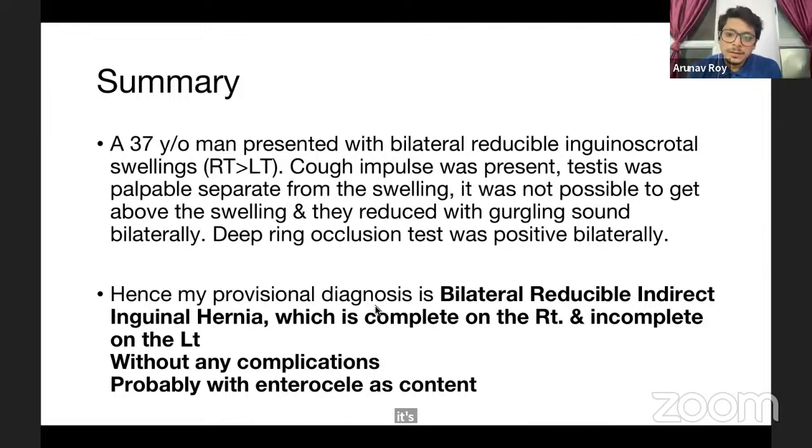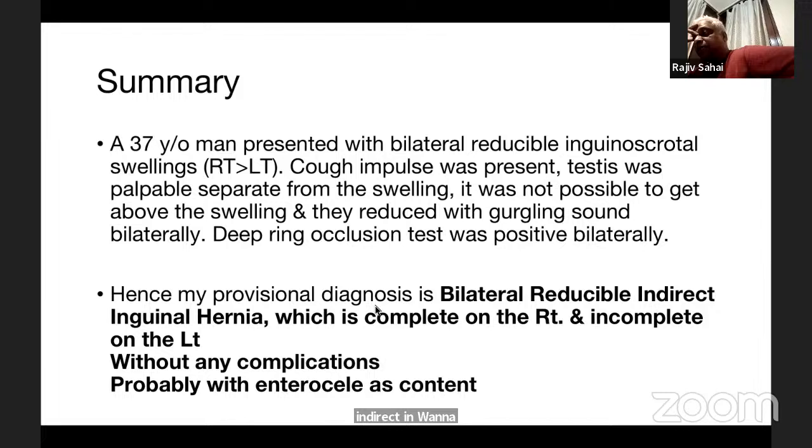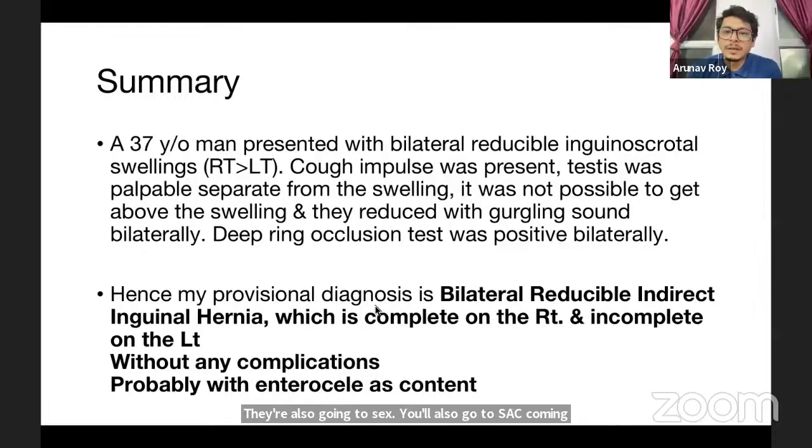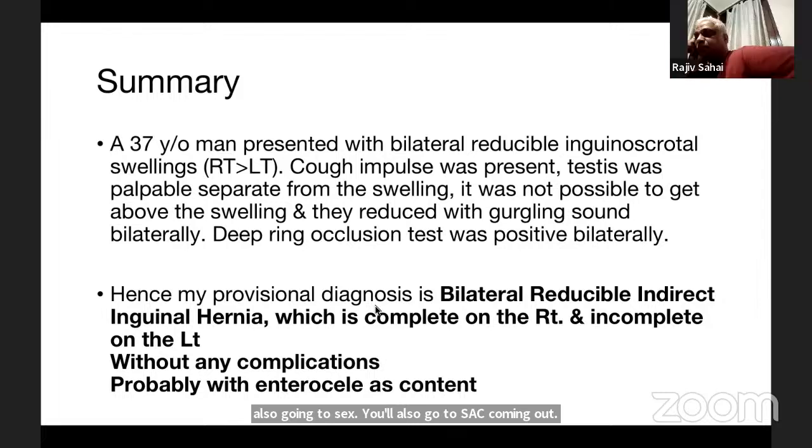You said it's an indirect inguinal hernia, right? So what's the difference between a congenital inguinal hernia and in this patient's hernia? Why don't you call it a congenital hernia? There also you got a sac. Here also a sac is coming out. Sir, in my patient's case it could be a congenital indirect inguinal hernia, sir. So why don't you call it a congenital hernia? Do you ever call this a congenital hernia?